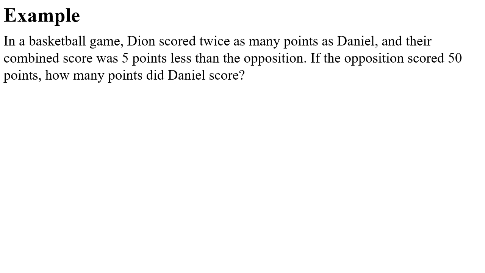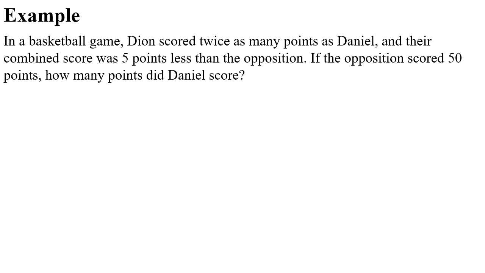Let's look at this example. In a basketball game, Dion scored twice as many points as Daniel, and their combined score was 5 points less than the opposition. If the opposition scored 50 points, how many points did Daniel score?